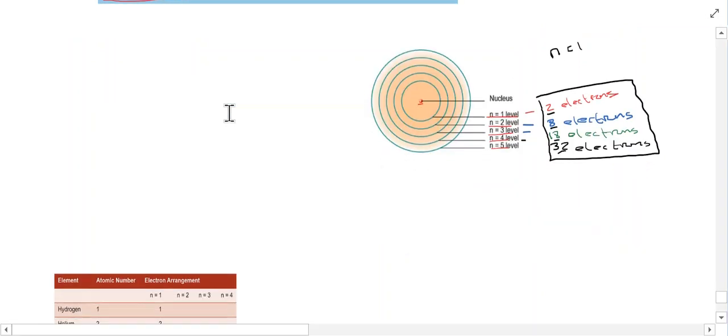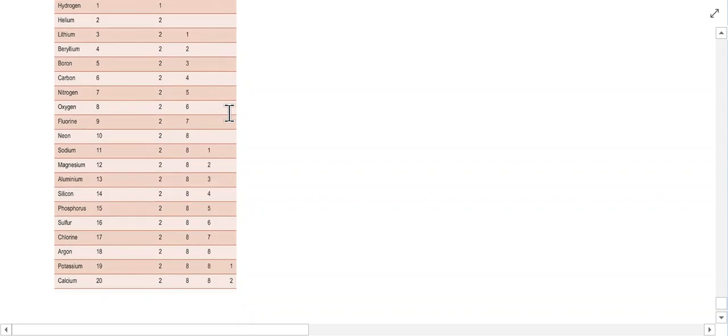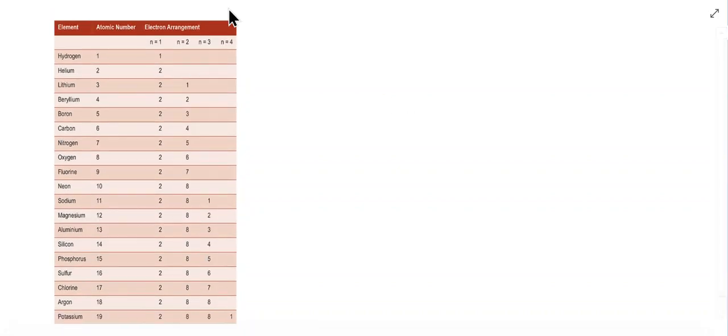So what I'm going to look at here is a table, and what it actually shows is the arrangement of electrons for the first 19 elements on the periodic table. Just to give you an idea of the pattern and the way these are arranged, I might draw a few of these.